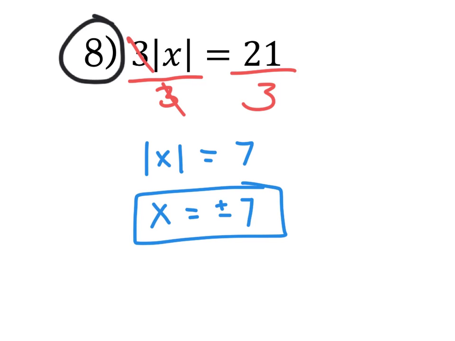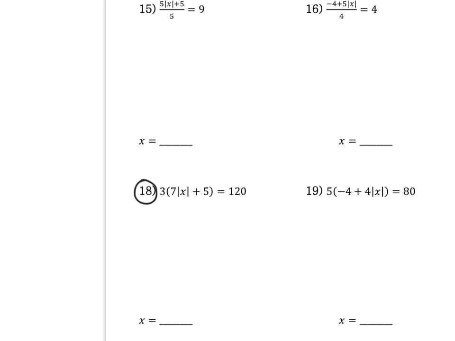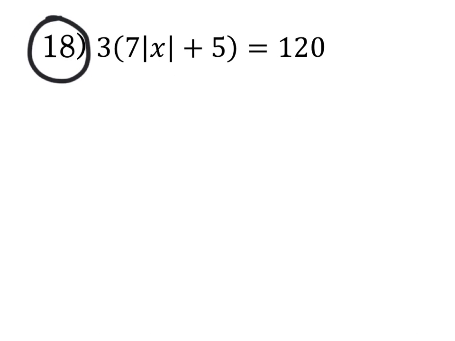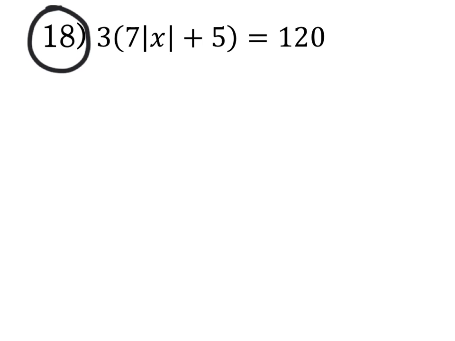Alright, let's look at a couple tougher ones. Or let's just look at one. Now, there's a lot going on here. 3 times the quantity of 7 times the absolute value of x plus 5 equals 120. So for us to get x by itself, we need to get the absolute value function by itself. That means we have to get everything else to the other side of the equation. Now, since we're basically undoing this, we have to start on the outside of the parentheses, then work inside, and then finally get the absolute value situation by itself.